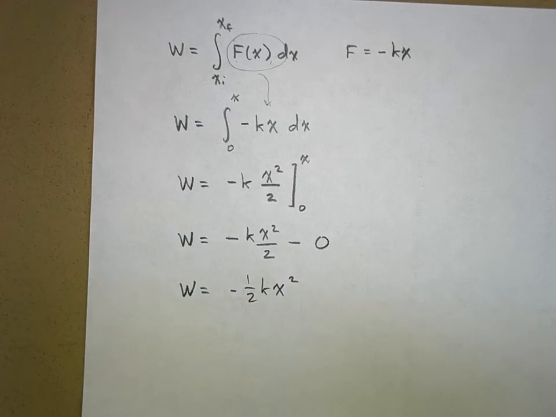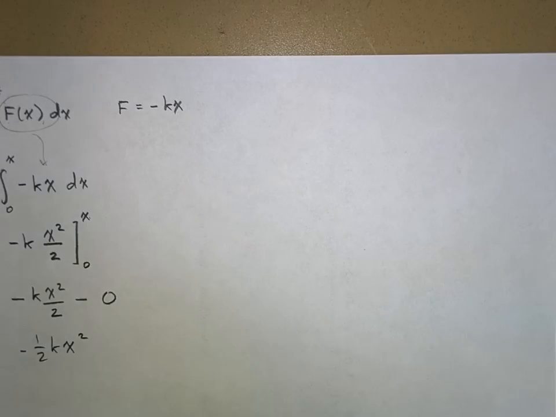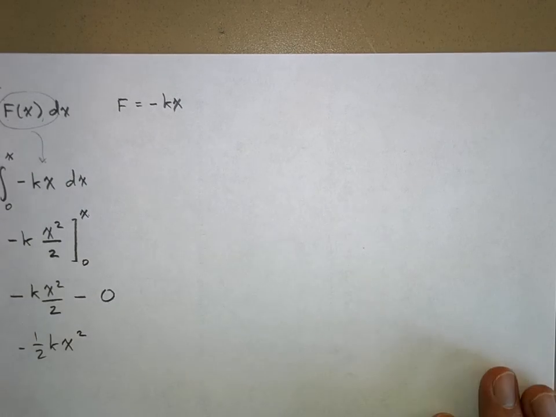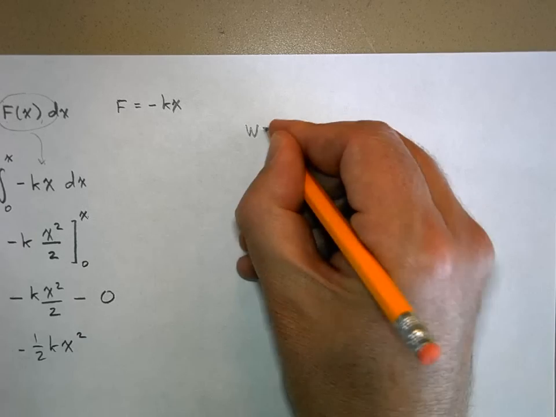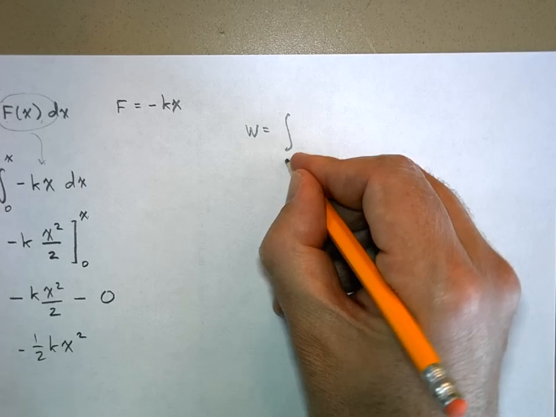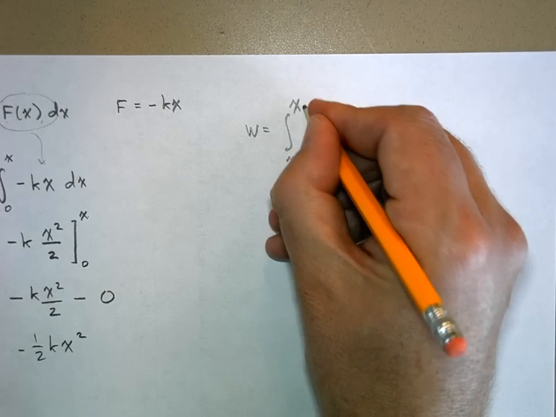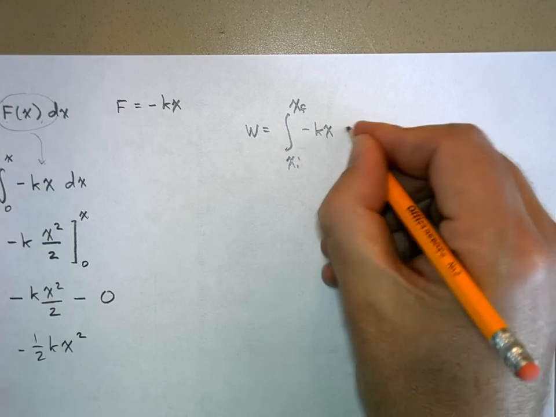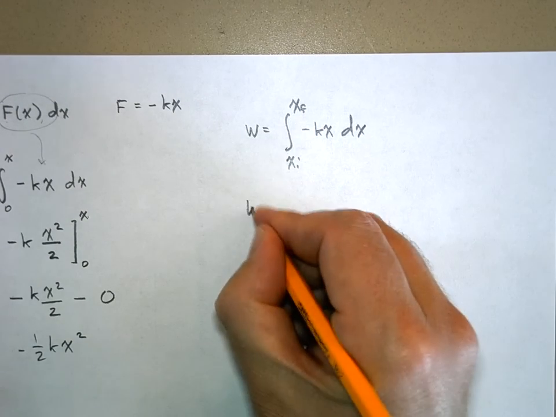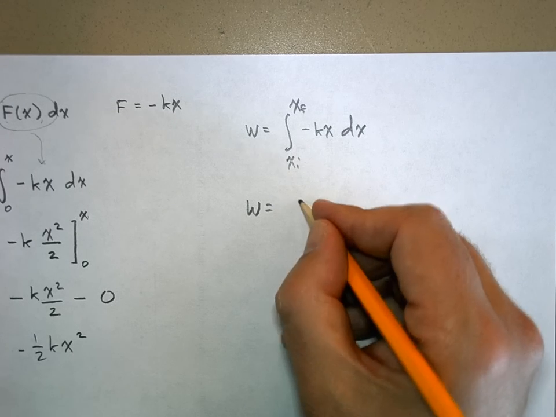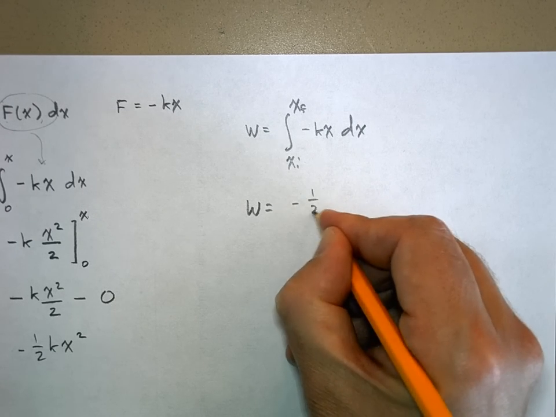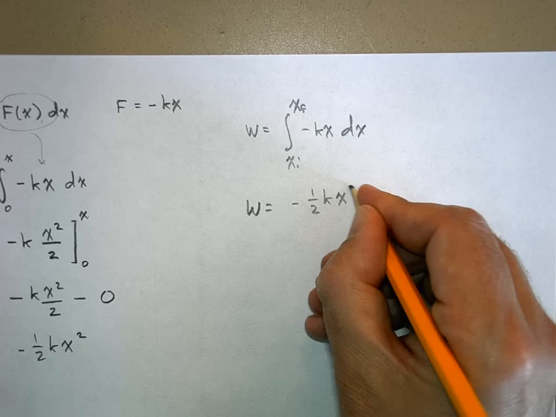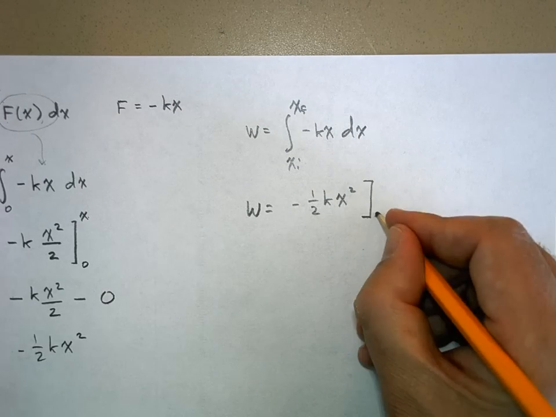Okay, now let's go from one position to another position. You don't have to start at the origin. You can start anywhere you want. So the work is equal to the integral from x initial to x final of negative kx dx. So the work is equal to negative 1/2 kx squared from x initial to x final.